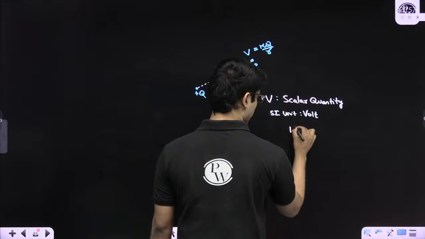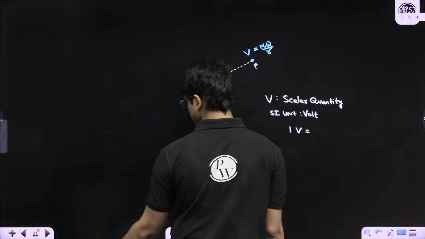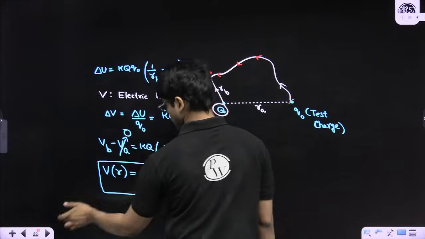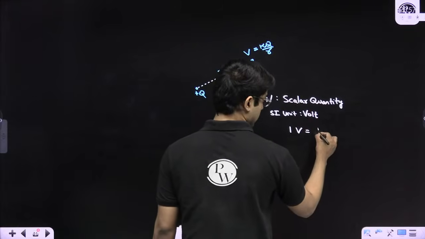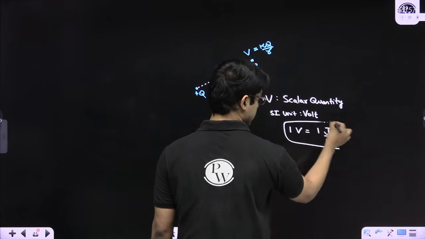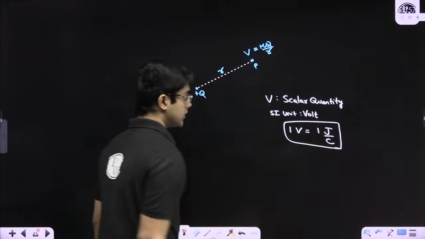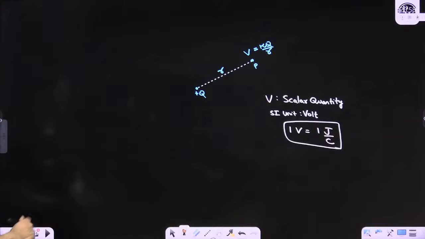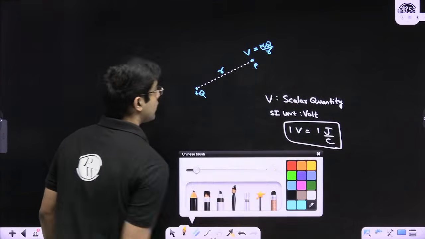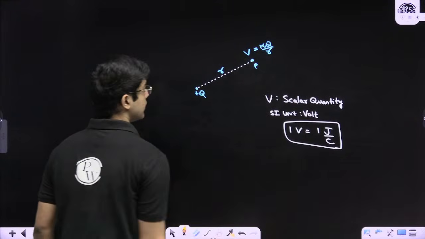One volt we can also represent using the formula: it's energy divided by charge, so 1 joule per coulomb. Energy's SI unit is joule, and charge's SI unit is coulomb. So that is the idea of electric potential.